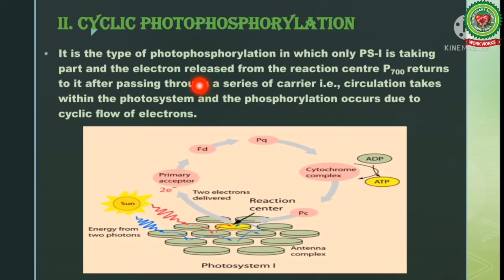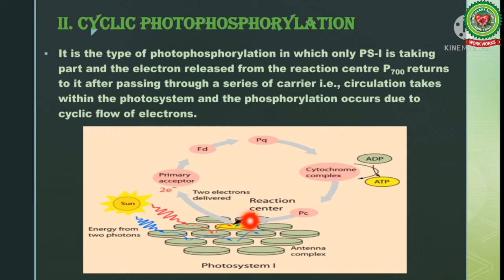Cyclic photophosphorylation is a type of photophosphorylation in which only photosystem 1 is taking part, and the electrons released from the reaction center, that is P700, return back to it after passing through a series of carriers. That is, circulation takes place within the photosystem and phosphorylation occurs due to cyclic flow of electrons. This transport is active in plants when NADPH starts accumulating and carbon dioxide assimilation is checked. It helps in the production of 6 more ATP molecules.